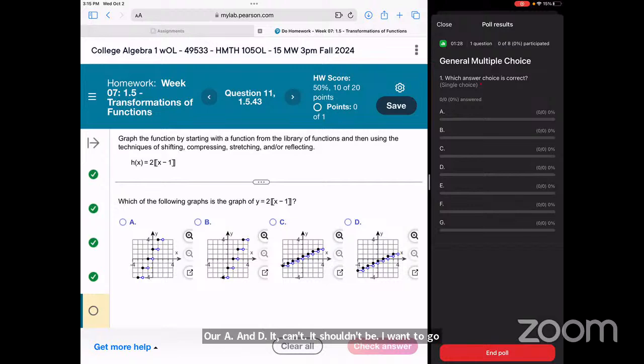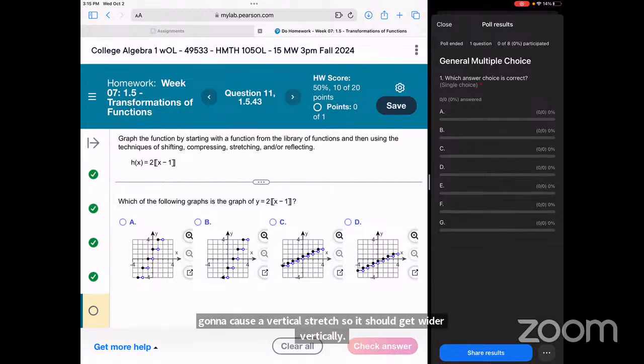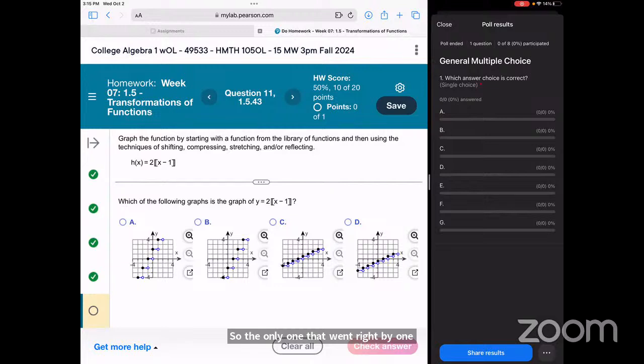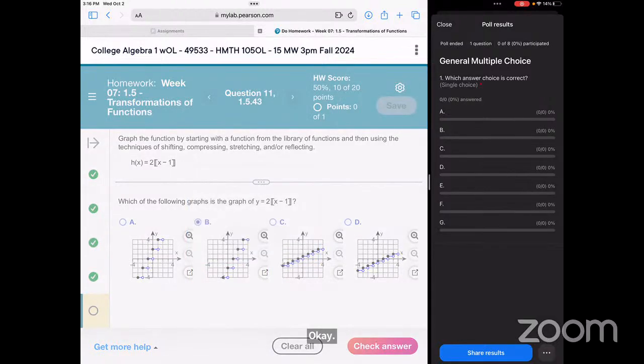This one's a little bit tricky, right? And then multiplying the outside by a factor of 2 is going to cause a vertical stretch. So it should get wider vertically. So the only one that went right by 1 and stretched vertically by a factor of 2 is B. Okay. All right, so we're already halfway. Plenty of time to spare.